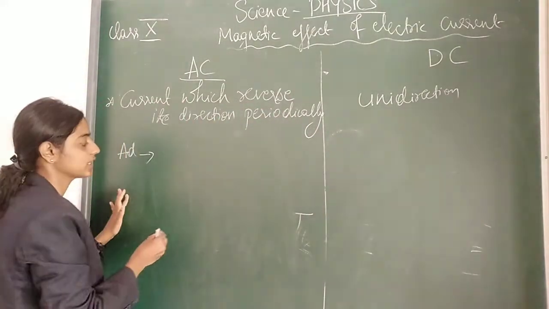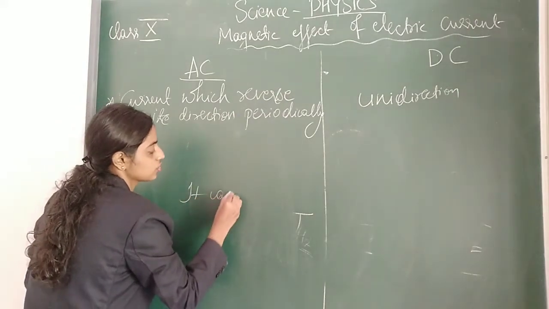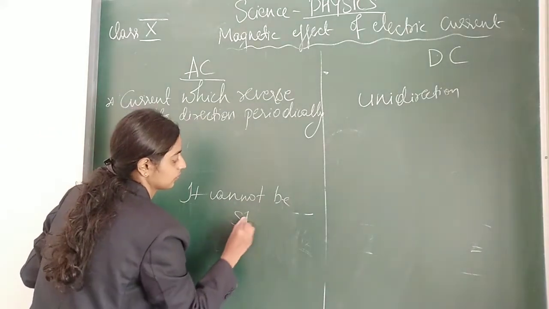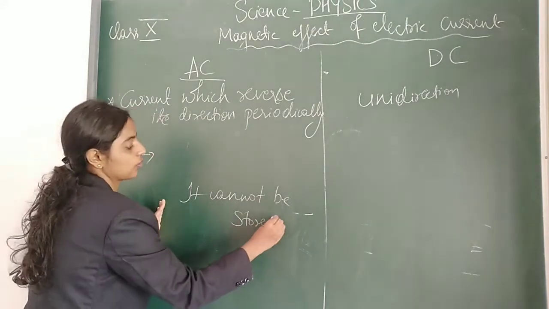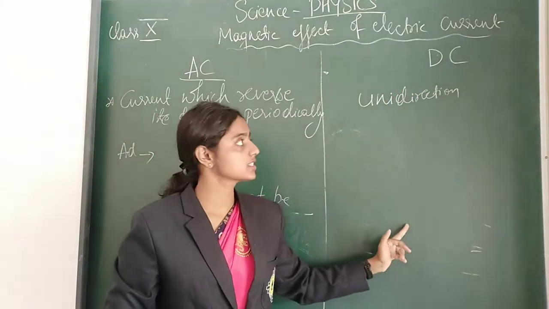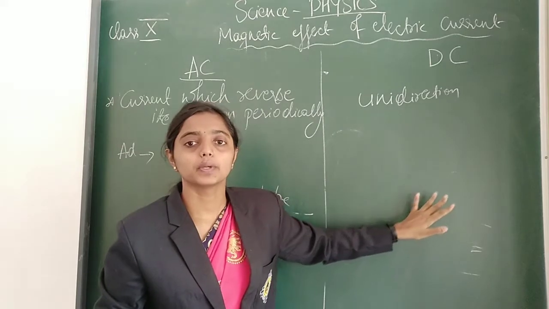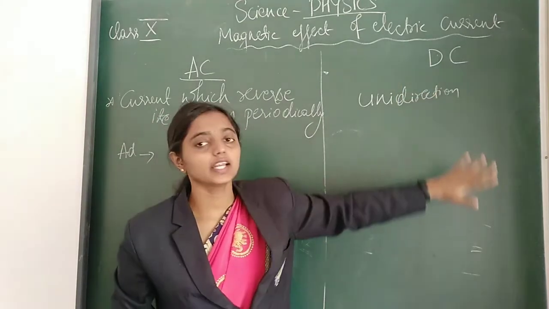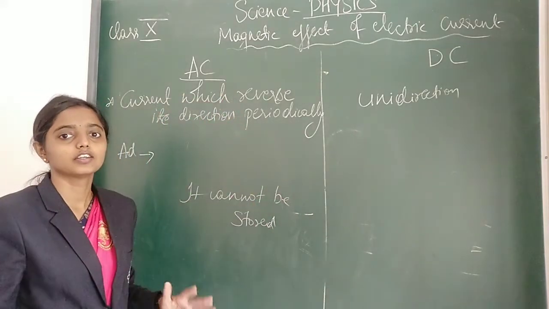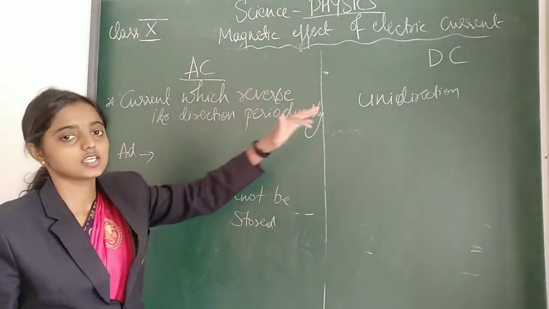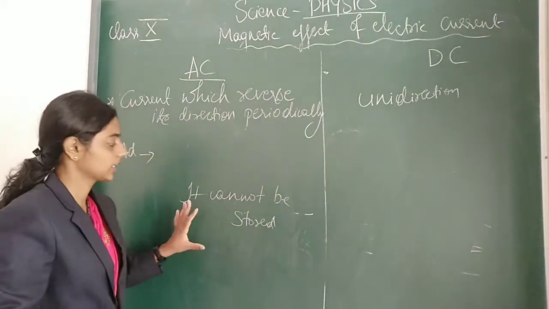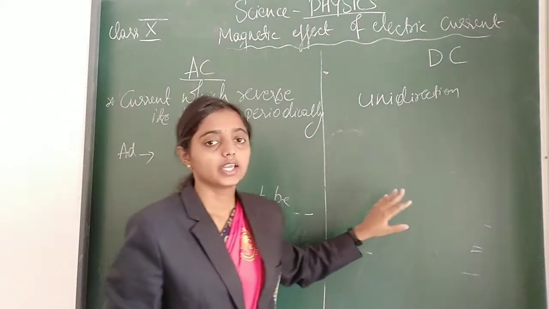And here the disadvantage is it cannot be stored. It cannot be stored. So this is the disadvantage of alternate current. Now this will act as an advantage in DC, that means direct current can be stored. So let me repeat. If they ask the difference or any properties related to AC and DC, the first point is the definition, the next is it can be transmitted and it cannot be transmitted, and here it cannot be stored and here it can be stored.